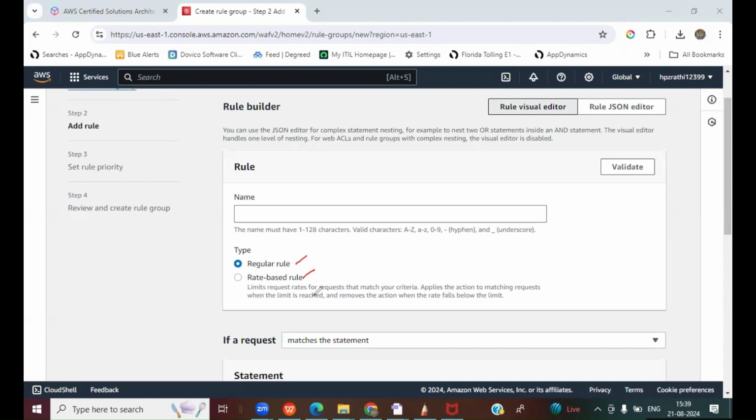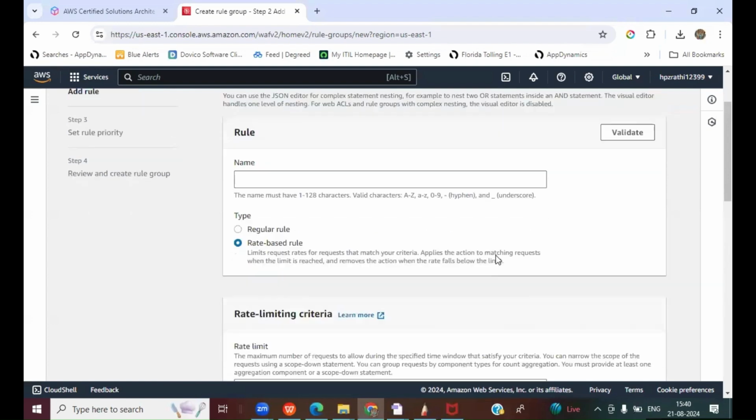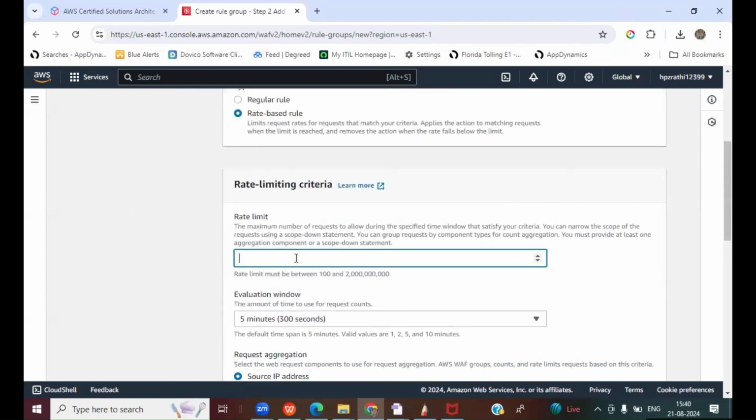It says limit request rates for requests that match your criteria, applies the action to the matching request when the limit is reached, and removes the action when the rate falls below the limit. If I am selecting rate-based rule here, I can give a condition that if I say the number as 50, and you are getting requests from that particular IP to the extent of 50, then only you will limit or block the traffic from that IP address. So for the scenario we were given, we have to go with selecting a rate-based rule in the WAF.